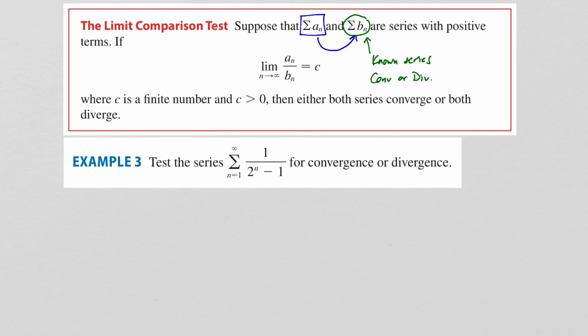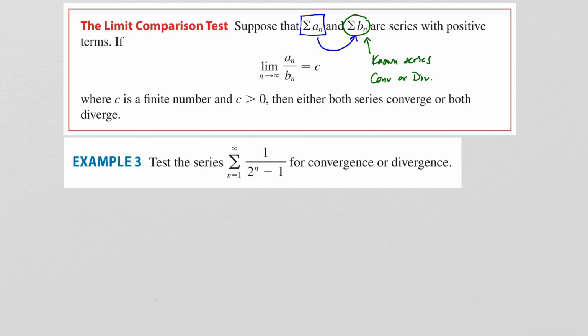So consider this example. Test the series summation n equals 1 to infinity of 1 divided by 2 to the n minus 1 for convergence or divergence. Well, this is not a known series. We don't know if this converges or diverges.